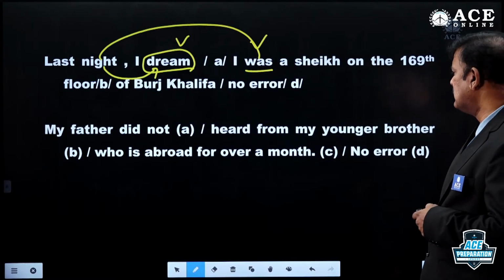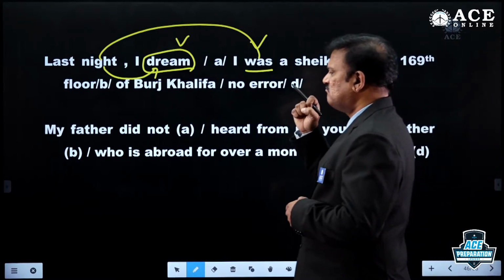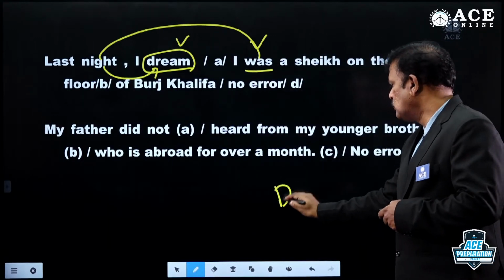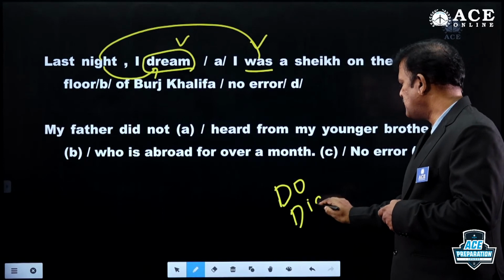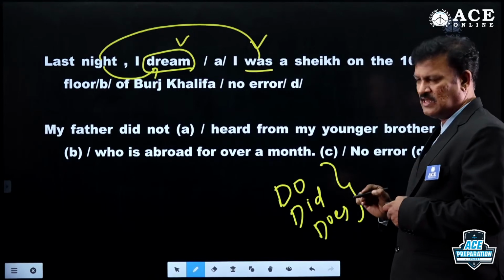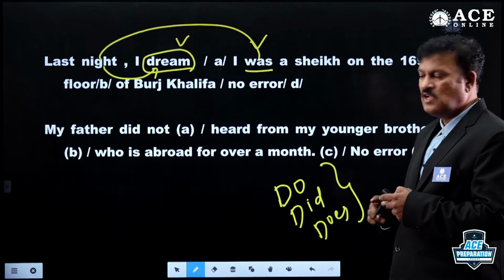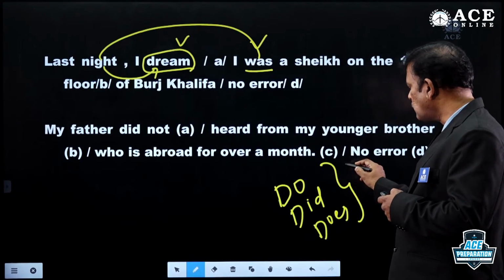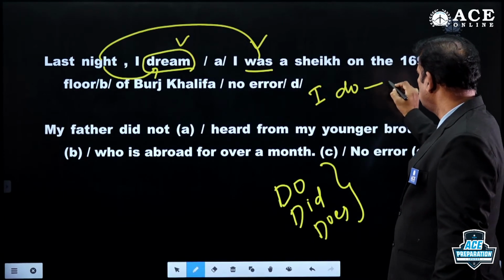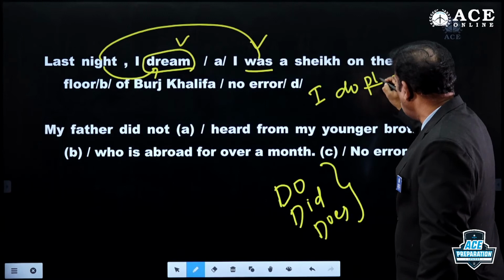Look at this one. My father did not heard from my younger brother who is abroad for over a month. This is another very commonly misused one. Remember this, guys. Do, did, does. These are helping verbs, and these can also be used as main verbs. So obviously after this, I need to have a main verb. I do cricket. I want one verb. That is always V1 form.